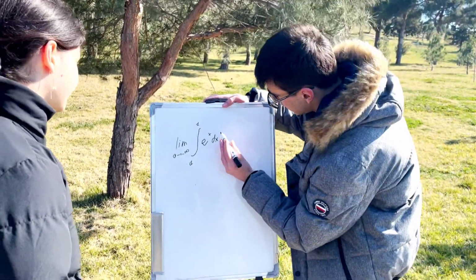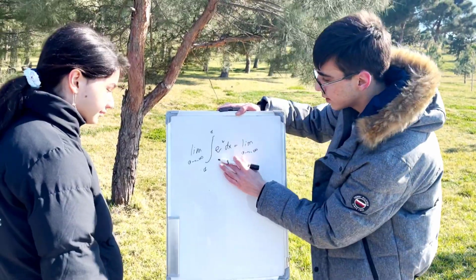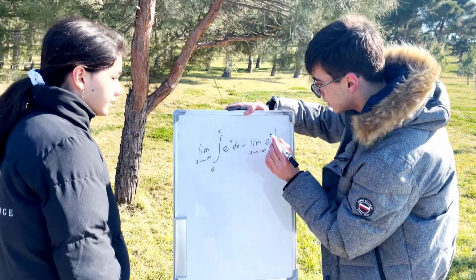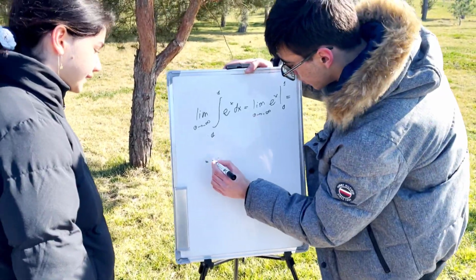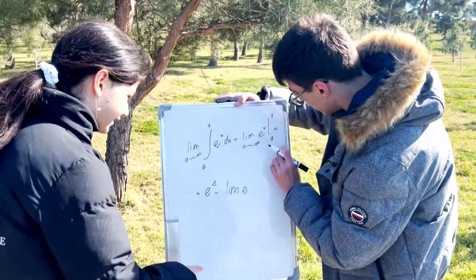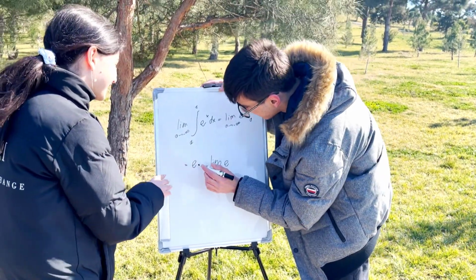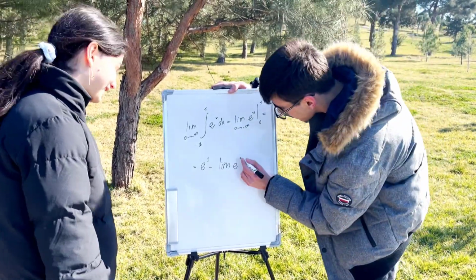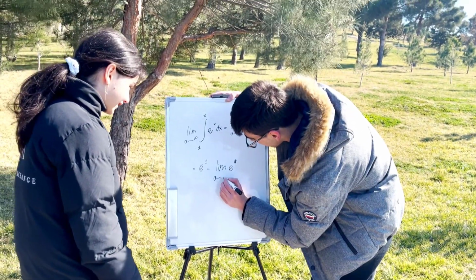So then in this case it will be the limit as a approaches negative infinity of the antiderivative of e to the x, which is the function itself, e to the power of x, from a to 1. It will be equal to e raised to the power of 1 minus the limit of e raised to the power of a, where I'm plugging in a, as a approaches negative infinity.